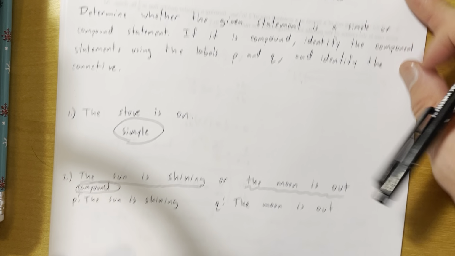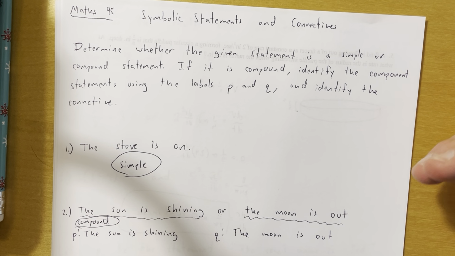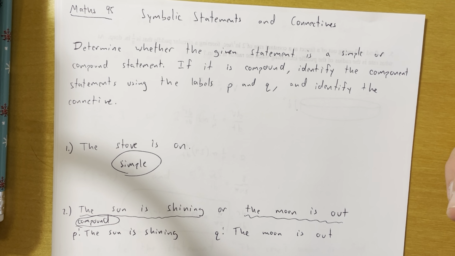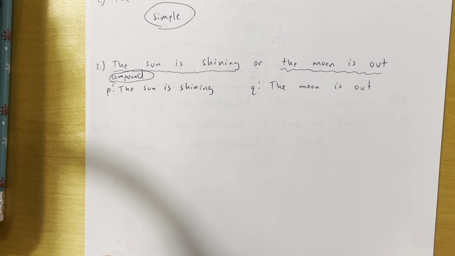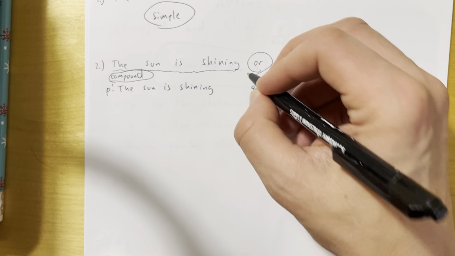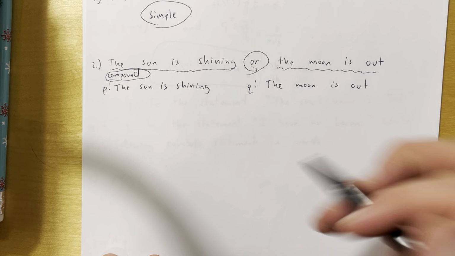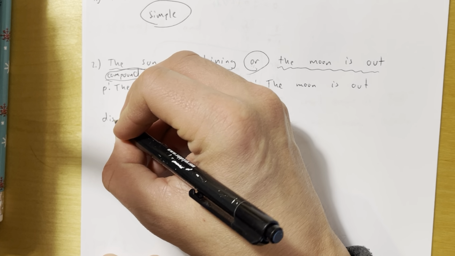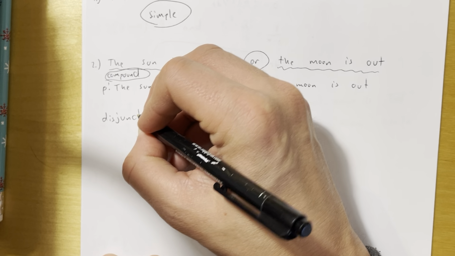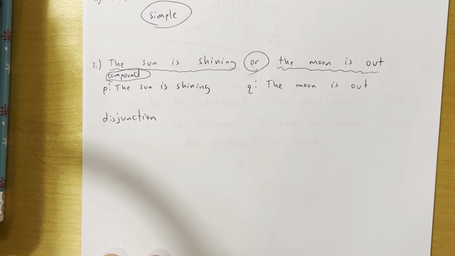And then in the instructions it said that if it's compound, we wanted to identify the component statements using those labels, P and Q. And then we also wanted to identify which connective is being used. In this case, the connective is the word or, which, remember, in the language of symbolic logic, we call a disjunction. So the kind of connective that we're using is a disjunction, and it shows up as the word or in this compound statement.